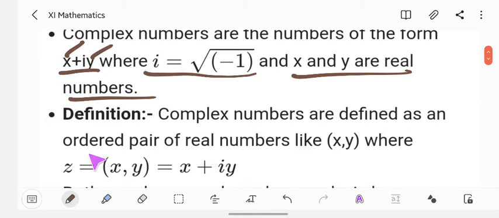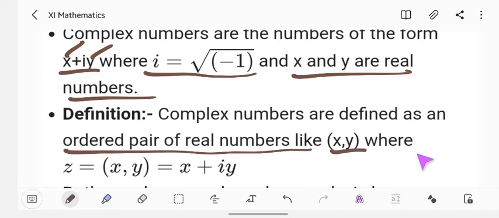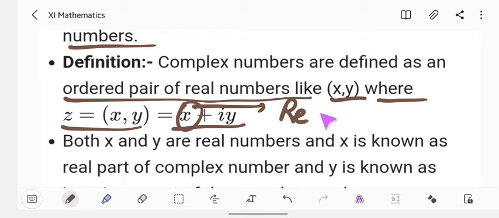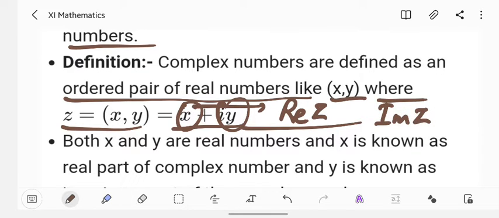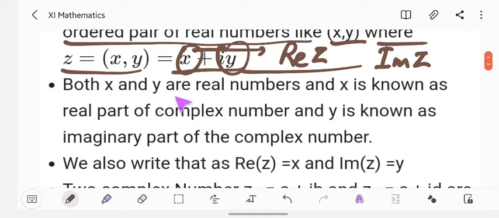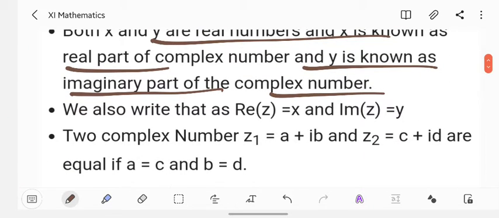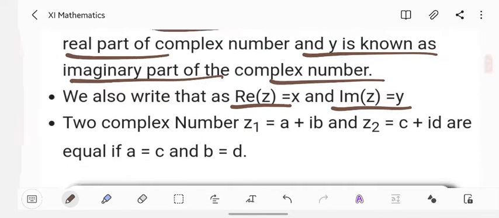Complex numbers are defined as the ordered pair of real numbers x and y, where z equals (x, y) and is represented as x plus iy, where x is the real part, Re z, and y is called the imaginary part, Im z, okay? x and y are real numbers. x is known as the real part of the complex number, and y is known as the imaginary part of the complex number. We also write real z equals x and imaginary z equals y, which I have just discussed here.